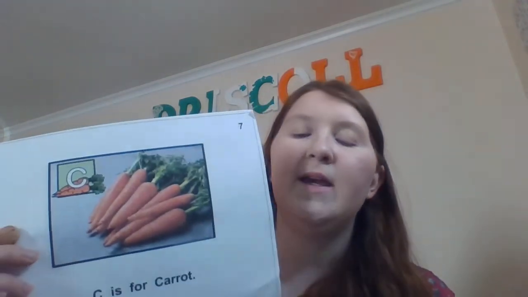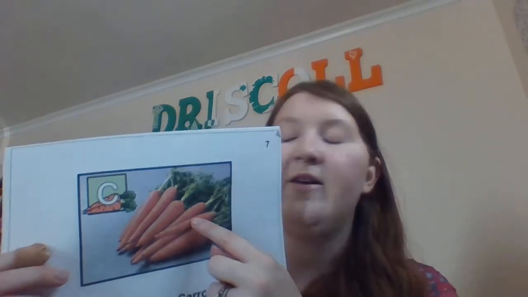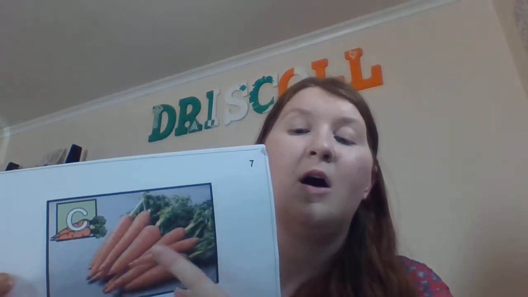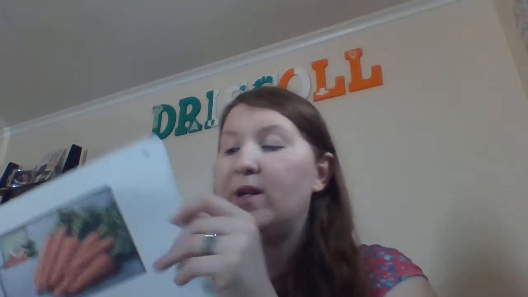C is for carrot. Carrot. Carrots are a vegetable that we can eat. They're orange and green. This is the carrot that Miss Caitlin has in print form. Which food item is a carrot? Nice job. This is the carrot.